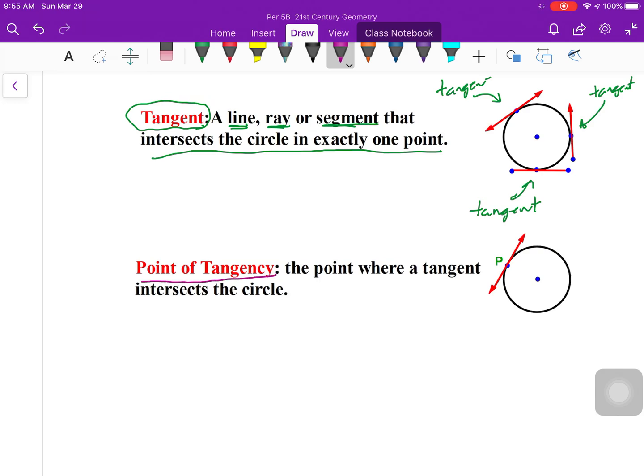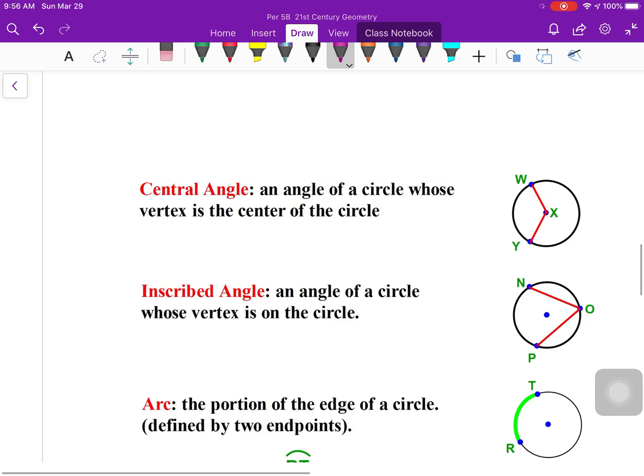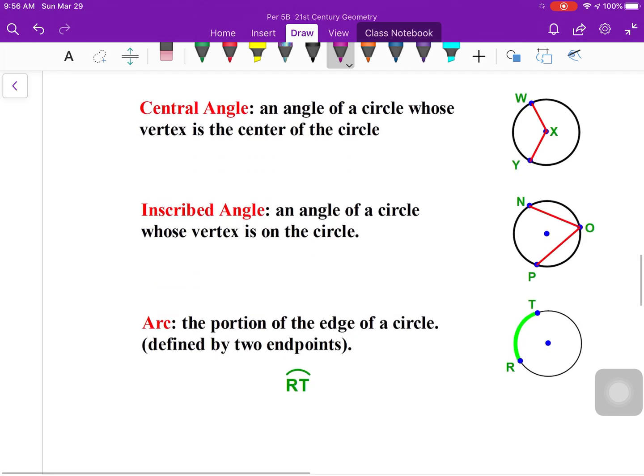And that point where it intersects the circle, that's called the point of tangency. So the P right here would be the point of tangency. Now, the first thing you're going to have to be able to do is to pick out and name these particular shapes or figures in a diagram.